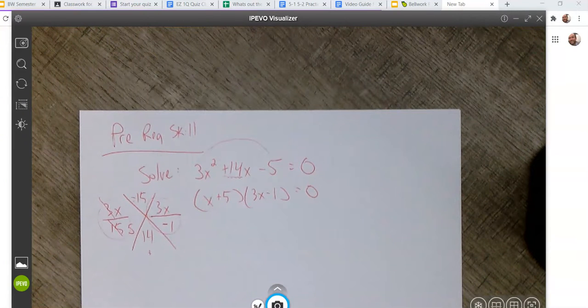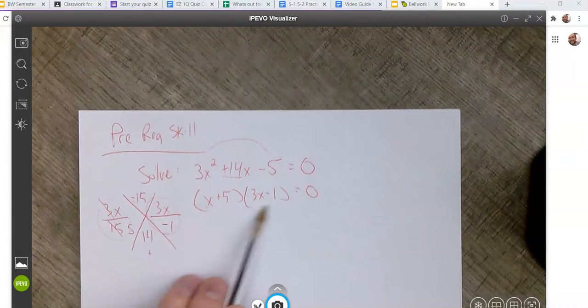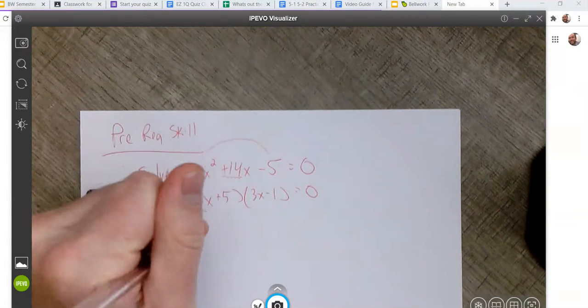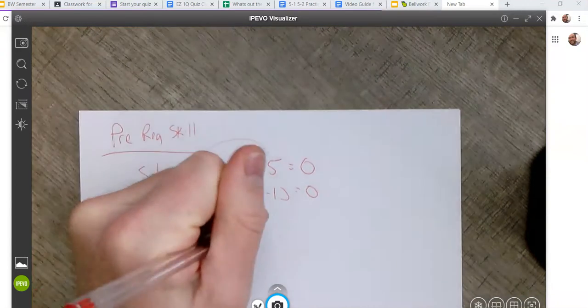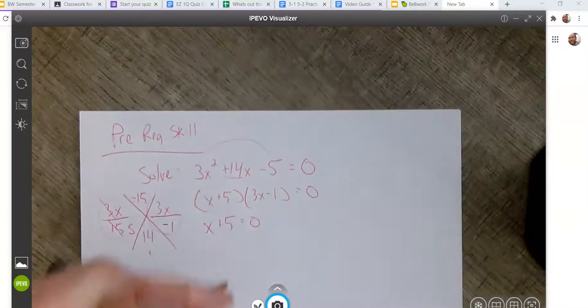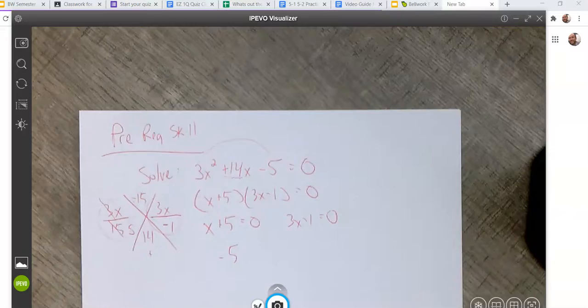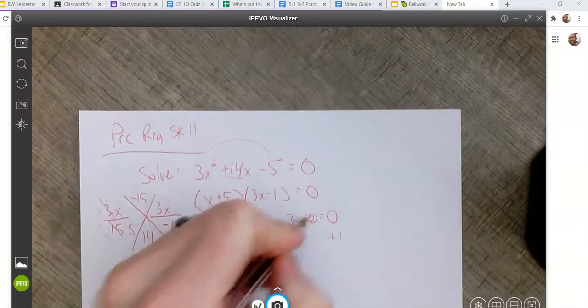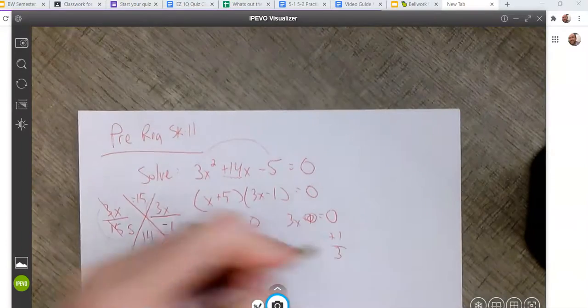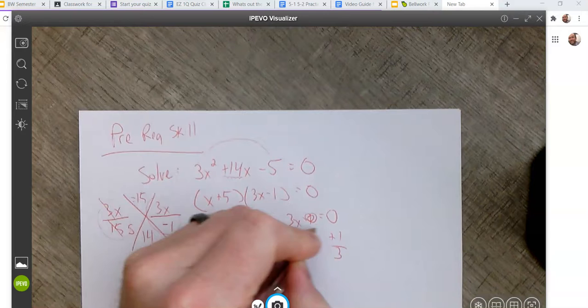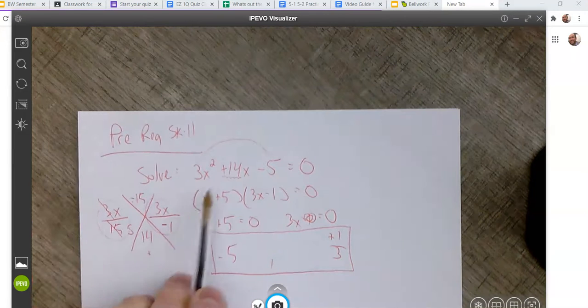Now for the solving part, the ZPP, the zero product property, says if I multiply these two things together and get 0, at least one of them is equal to 0. So I'm going to set that one equal to 0 and get negative 5. And then I'll set this one equal to 0, add 1, and then divide by 3. So I'll get negative 5 and positive 1/3. Those are my roots. Those are my zeros.